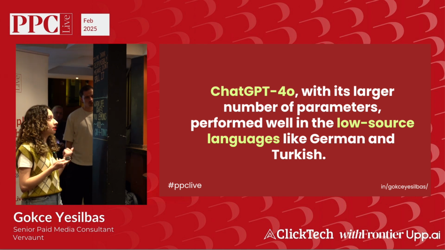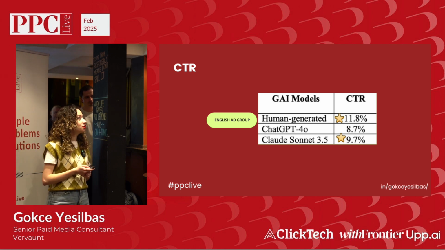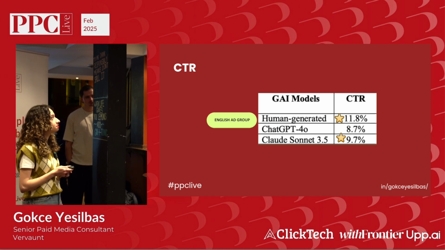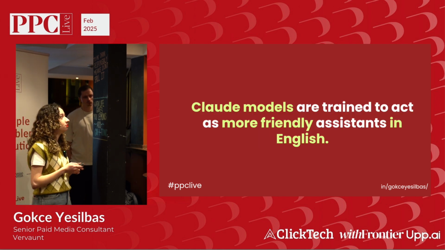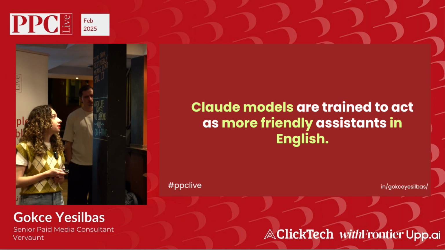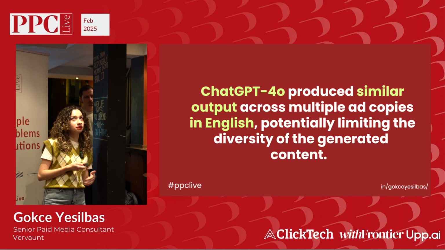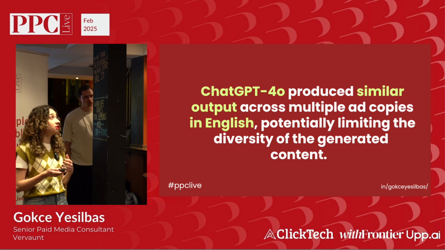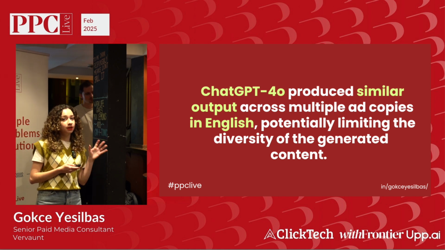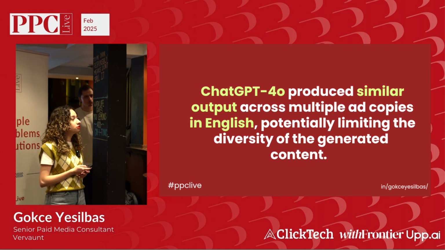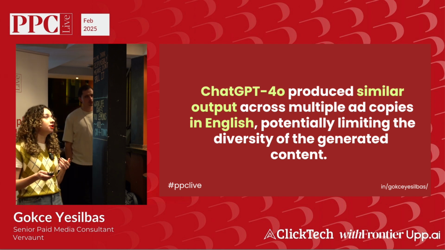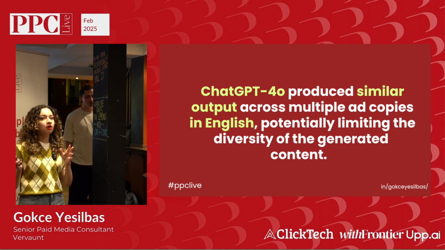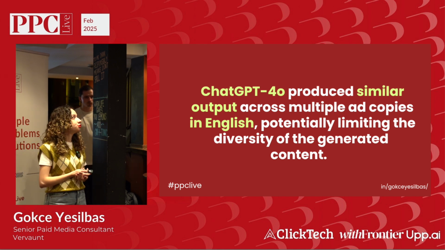So let's look at the English one. In English, human-generated ad copy was the winner, and then Claude follows it, because Claude models are more friendly in English. And also, when I was producing the ad copies, ChatGPT 4o produced similar output in English. It can be because ChatGPT's extensive training data in English might lead to more generic or average output.